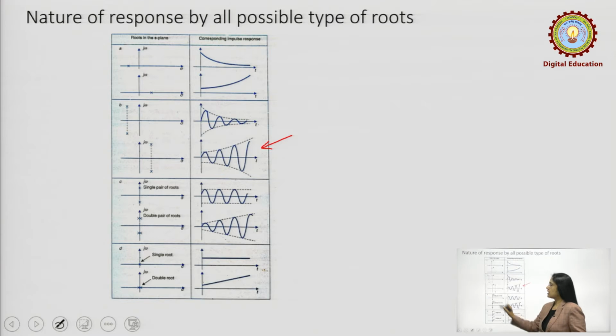And if the roots are on the imaginary axis, then there are sustained oscillations, and remember that there is always a pair of roots having positive and negative values, and if there are double pairs of roots, then the system is unstable. Similarly, if there is a single root at the origin, then the system is stable, whereas if there is a double root at the origin, then the system is unstable.